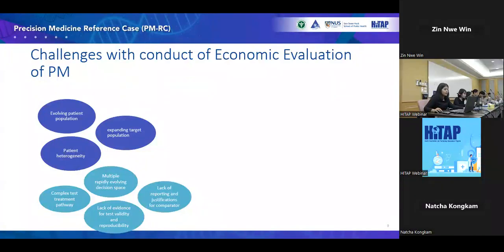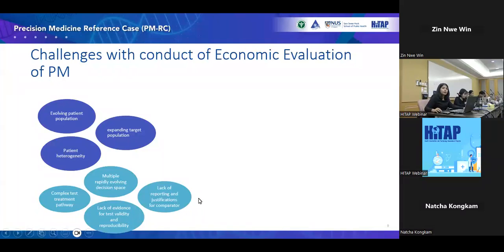Second, on the intervention side, the scope of the intervention, which is precision medicine technology, is uncertain. The clinical decision space is complex, due to inconsistency of sequential testing, variations in result interpretations, and rapidly evolving clinical pathways. And hence this leaves us with a complex decision space. There is also a lack of evidence for test validity and reproducibility. In the literature also, for the economic evaluations that were conducted for precision medicine, we have found that not many researchers report on test validity and reproducibility.